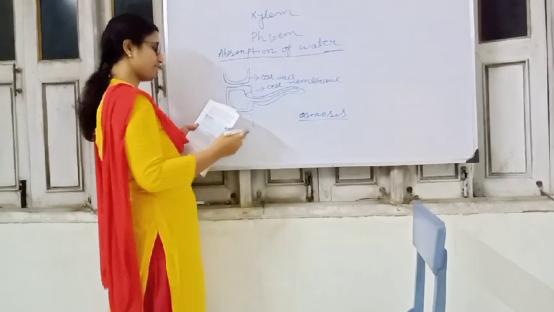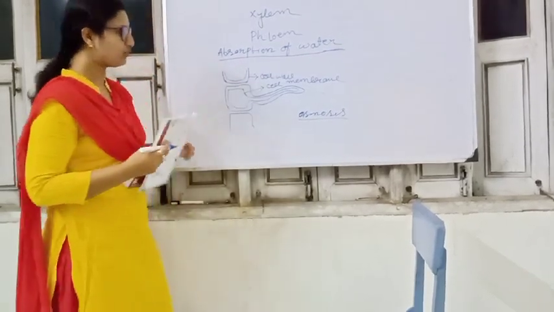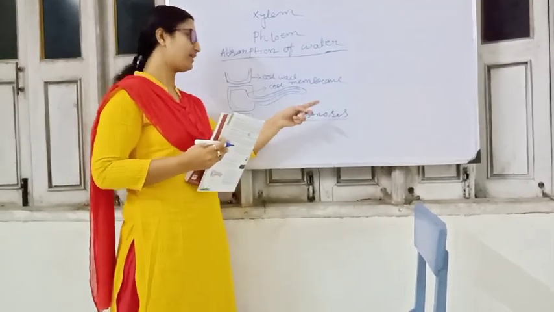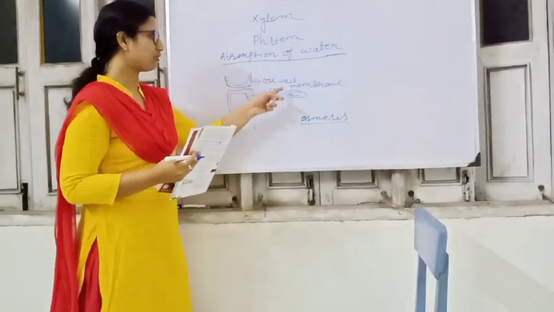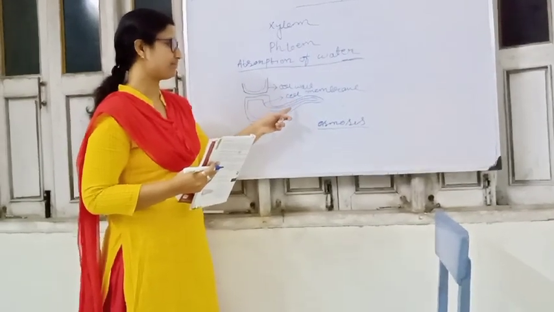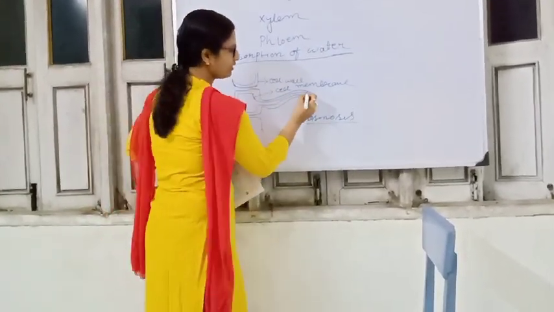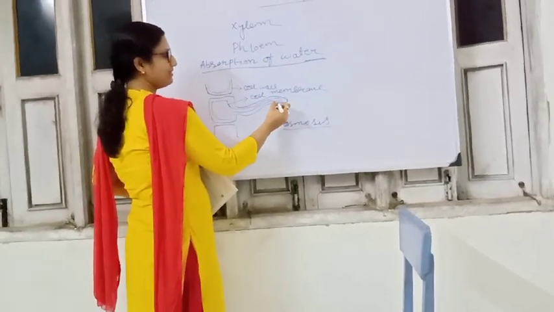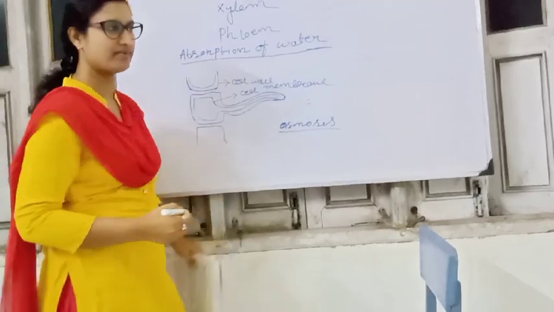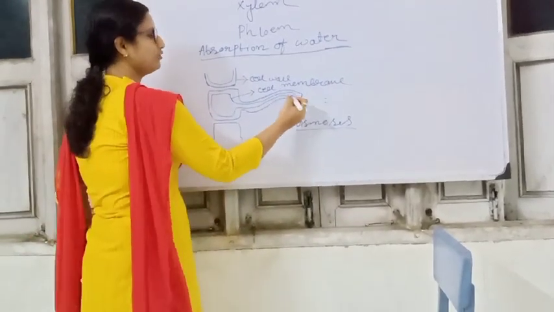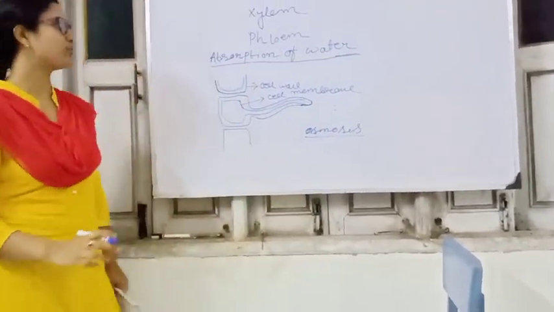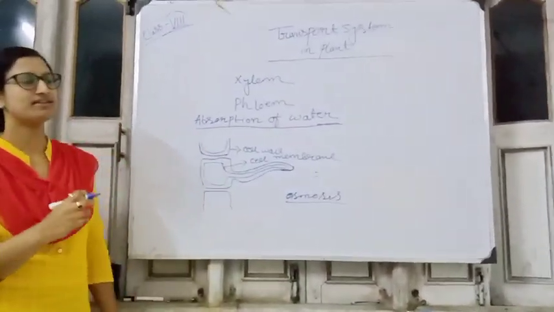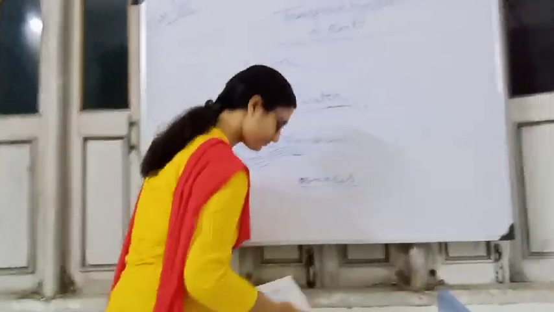The concentration of water is obviously high in the soil, and the concentration of water is low in the root hair. That's why the osmosis process occurs. The water enters through the cell membrane, which acts as the semi-permeable membrane, into the root hair. This is the total process of absorption of water by the root hairs.